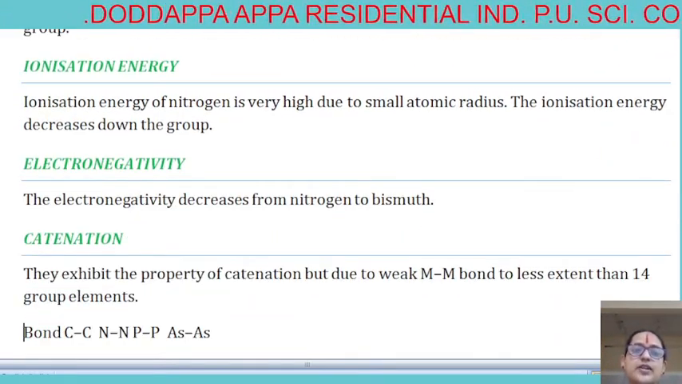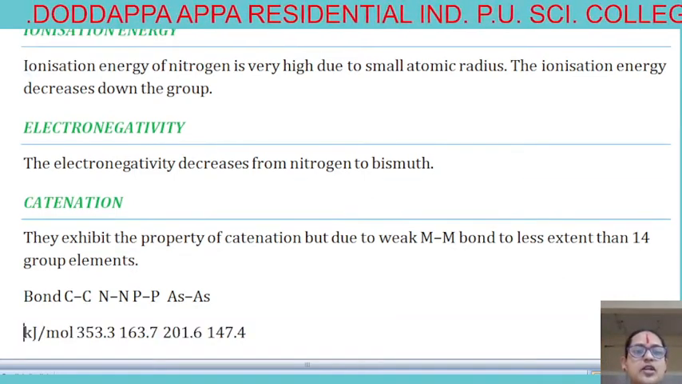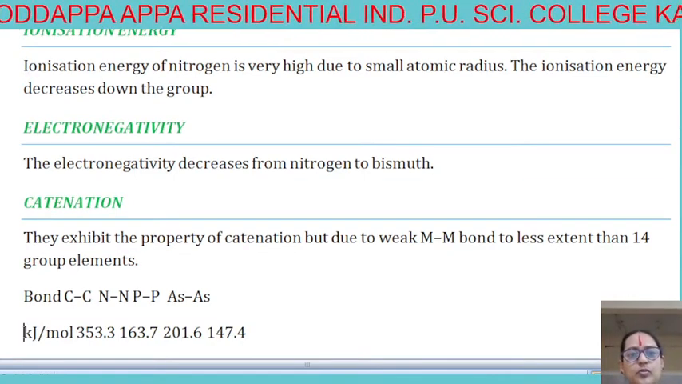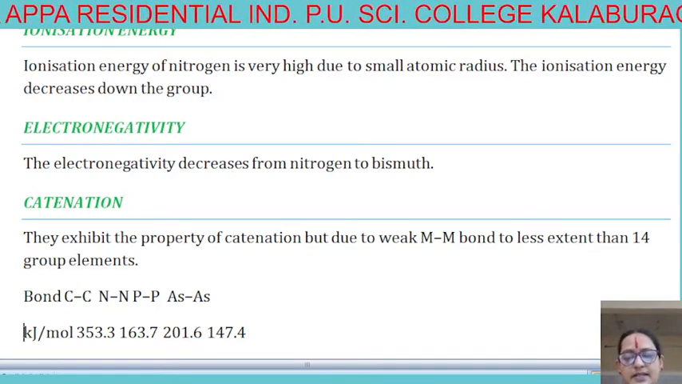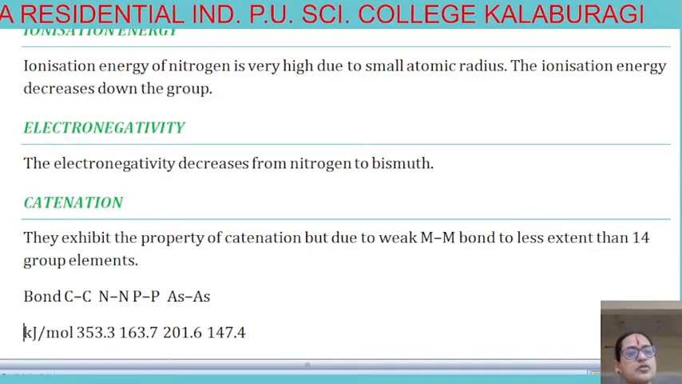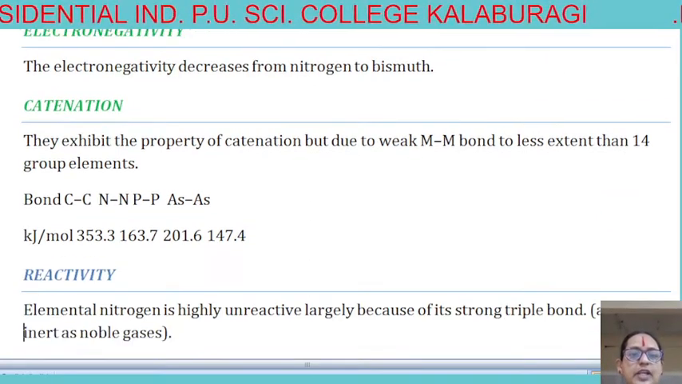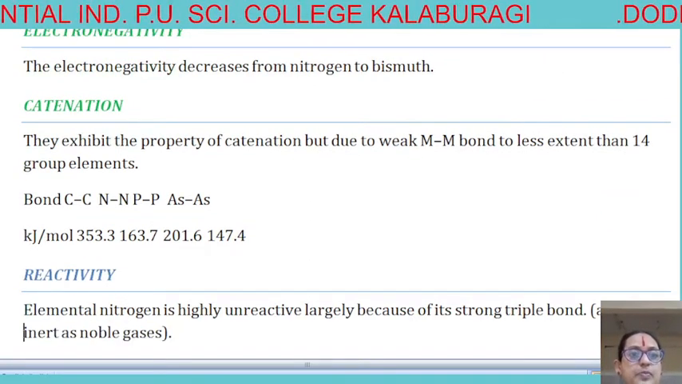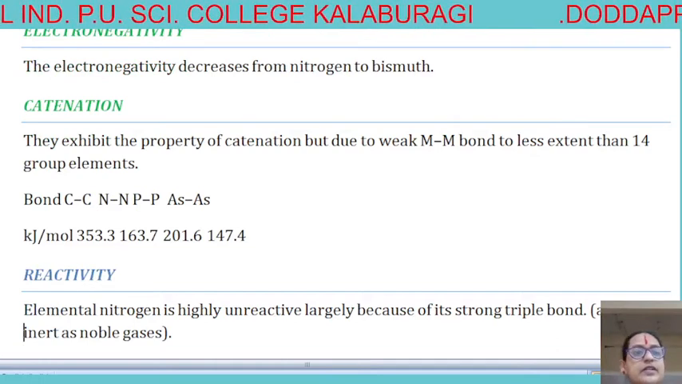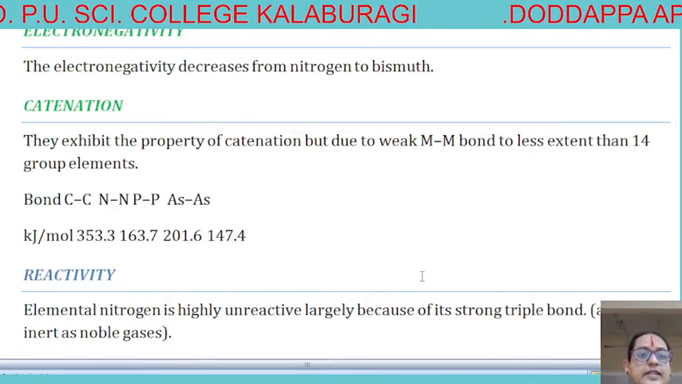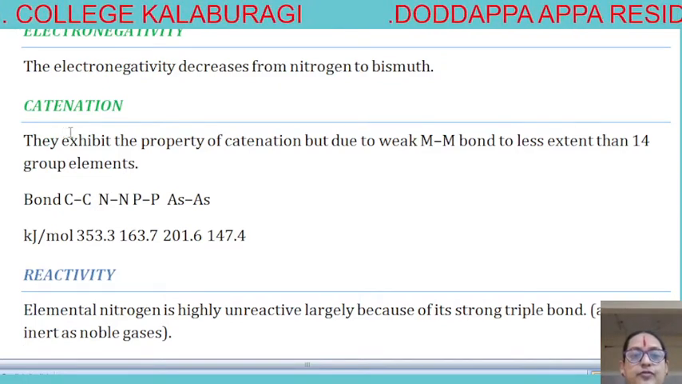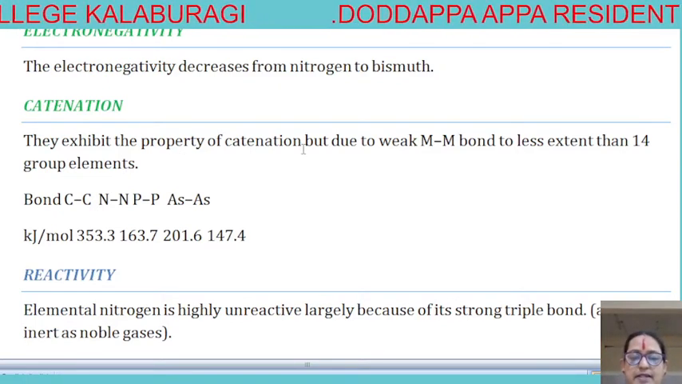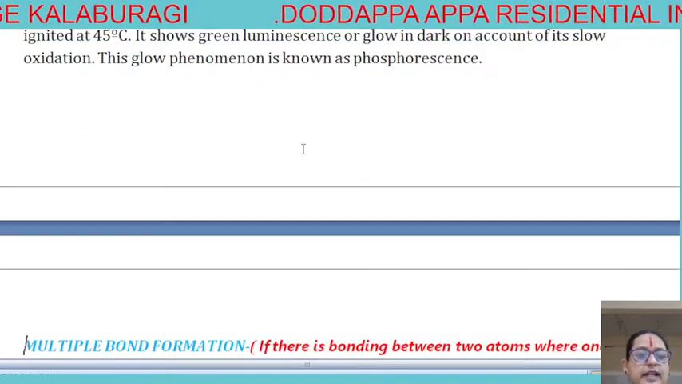Next, we study ionization energy, and ionization energy decreases as we go down the group. What decreases means they are able to lose electrons easily as atomic size increases. Ionization enthalpy also decreases. Next is electronegativity. As ionization enthalpy is decreasing, electronegativity decreases. Next is catenation property. Compared to group 14, here group 15 catenation property is a little weak. Reactivity.